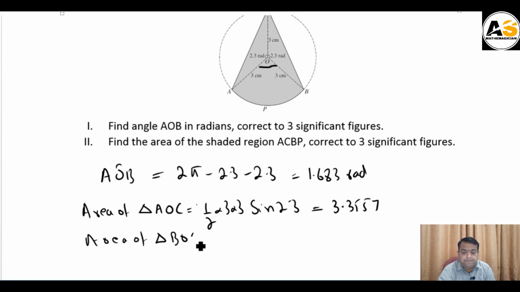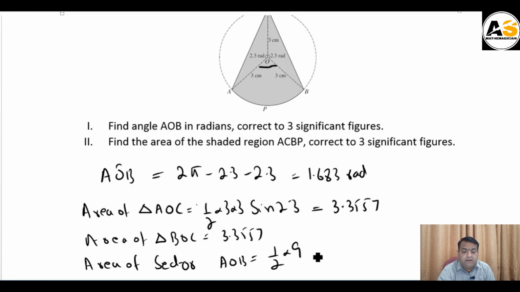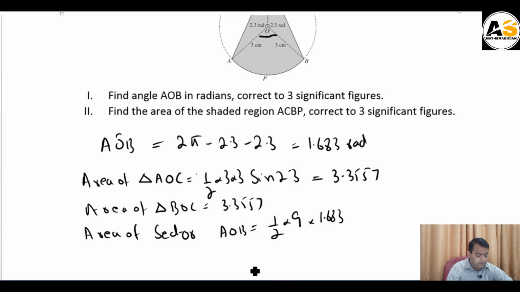Same will be area of triangle BOC, 3.3557, and area of sector AOB is equal to 1 by 2 R square into theta. Theta we calculated 1.683, which will be approximately 7.57.